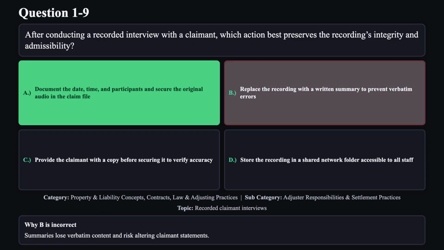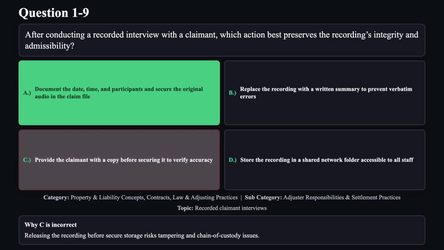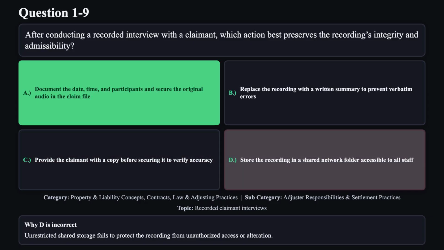Reason B is not correct. Summaries lose verbatim content and risk altering claimant statements. Reason C is not correct. Releasing the recording before secure storage risks tampering and chain of custody issues. Reason D is not correct. Unrestricted shared storage fails to protect the recording from unauthorized access or alteration.